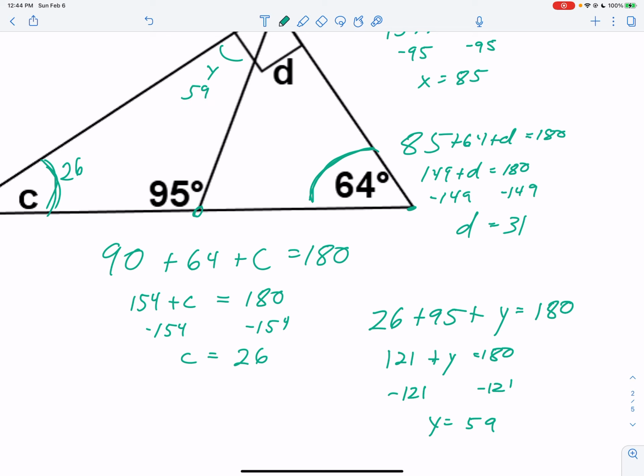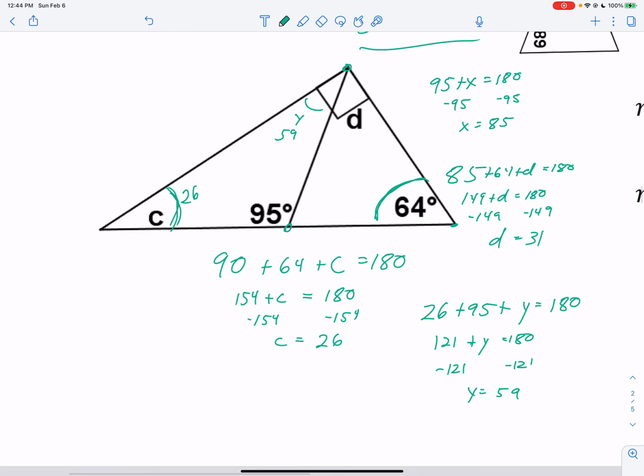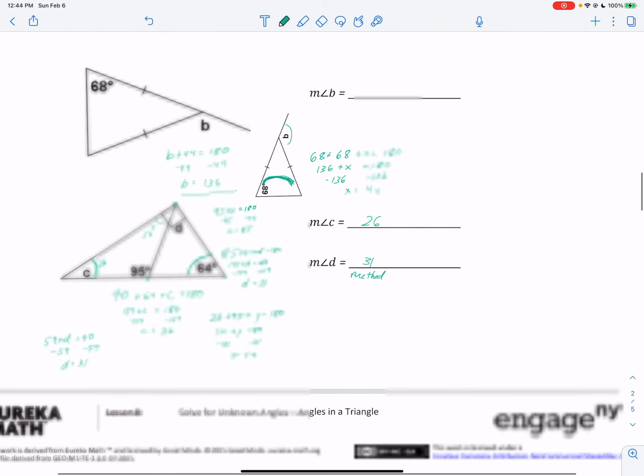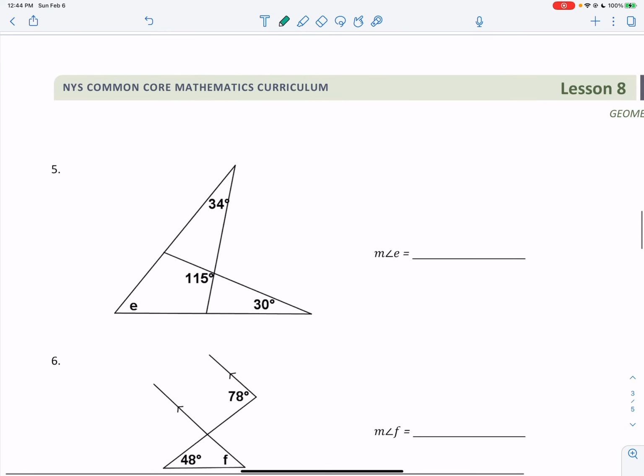So realizing that these two angles are complementary because they form a right angle together, you get 59 plus D equals 90. Subtract 59 off to get D is equal to 31. Hey, that's exactly what we got already before. So no matter which way you do it, you're going to get the same answer.